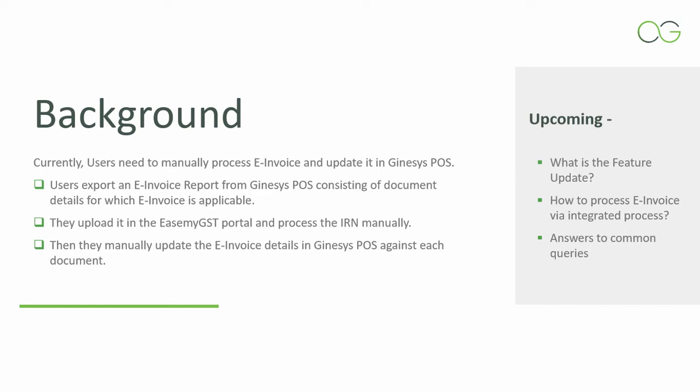Let us know the background. How do we process e-invoice currently from Genesis POS? Well, the process is completely manual. One needs to export an e-invoice report with all the document details, upload it in the EaseMyGST portal, and then generate IRN for them manually. After that, they need to update e-invoice details against each document in Genesis POS.